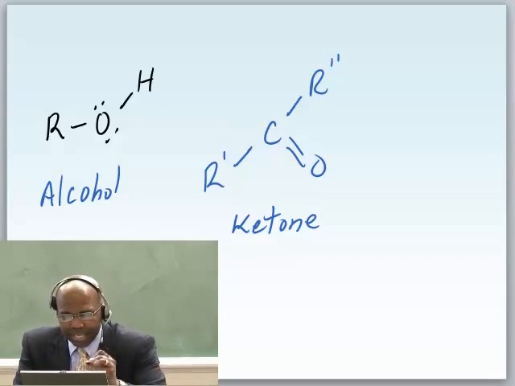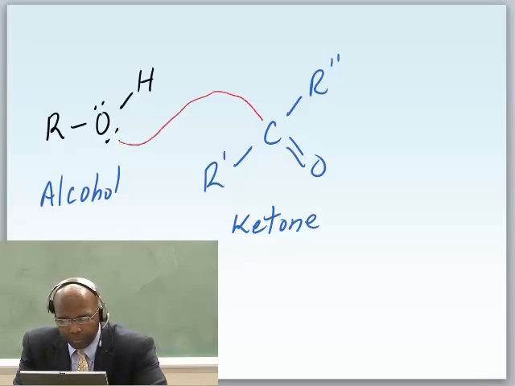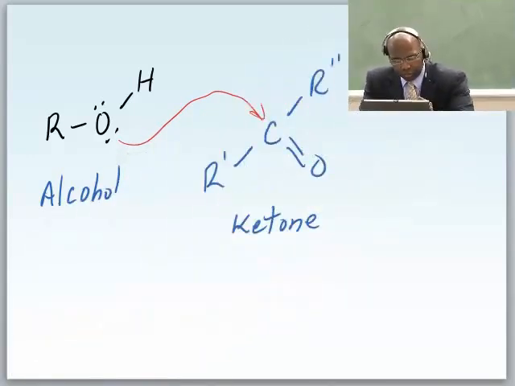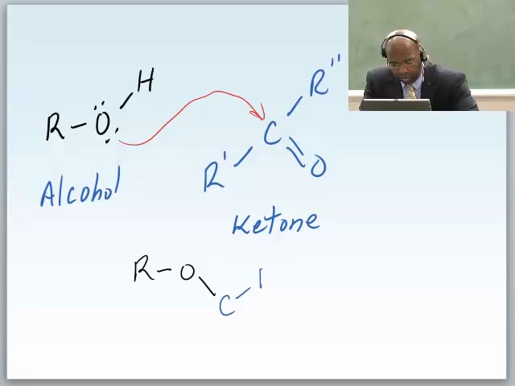Now, just as before, the same thing is going to happen. The electrons on the alcohol are going to attack the carbonyl. And now you're going to form this structure. You're going to have R, O, then C, R double prime, R prime, and OH.